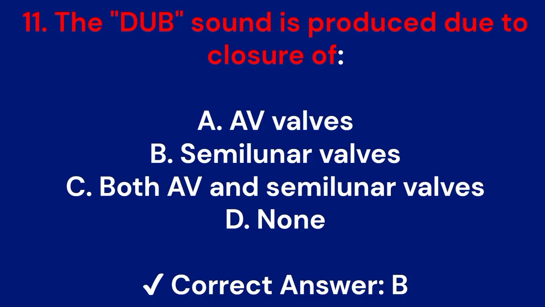11. The dub sound is produced due to closure of: A. AV valves, B. Semilunar valves, C. Both AV and semilunar valves, D. None. Correct answer: B. Semilunar valves.